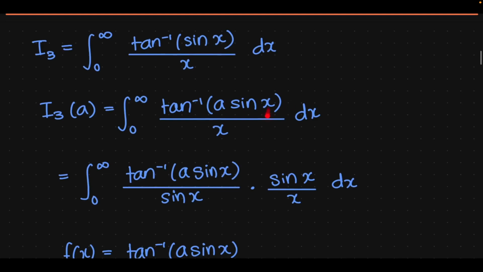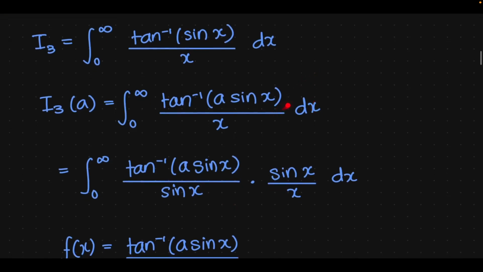How can we use Lobachevsky? Well, multiply and divide by a sine. So we have the integral from 0 to infinity of tan inverse of a sine x over sine x times sine x over x dx. We are indeed multiplying and dividing by a sine, because that sine wasn't there in the original expression.